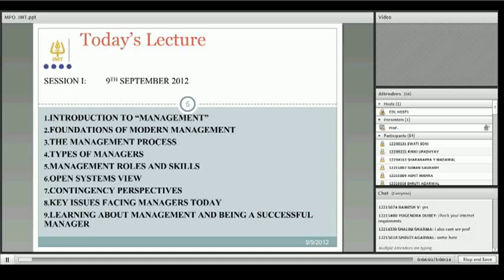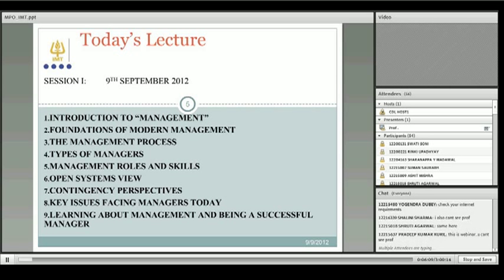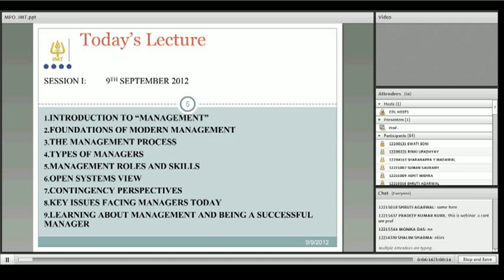If you look at today's lecture, what I'm going to do is introduce you to management, foundations of modern management, the management process, types of managers, management roles and skills, the open systems view, contingency perspectives, key issues facing managers today, learning about management, and at the end of the day, of course, knowing this subject should make you a successful manager. Right?